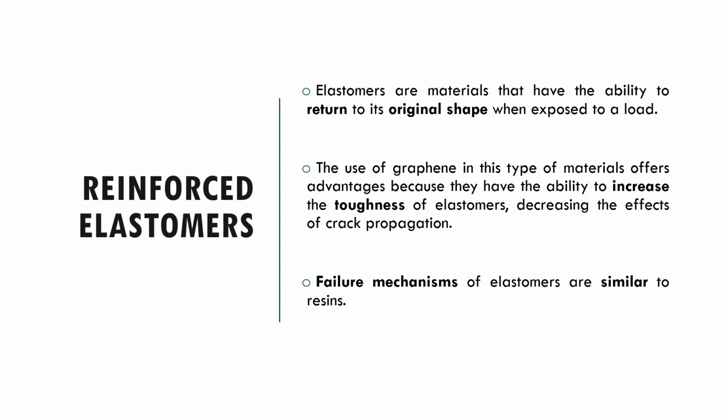The second type of graphene-reinforced material with fatigue articles is elastomers. Elastomers are materials that have the ability to return to their original shape when exposed to a load. The addition of graphene to elastomers has the ability to increase their toughness and thus decrease the effects of crack propagation. The failure mechanism of this material is similar to resin.